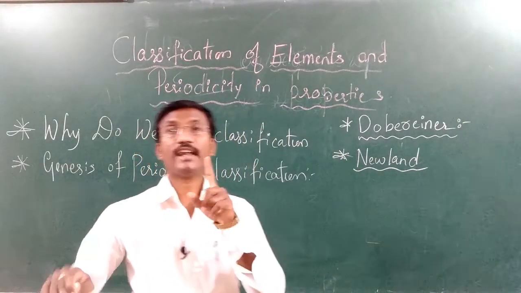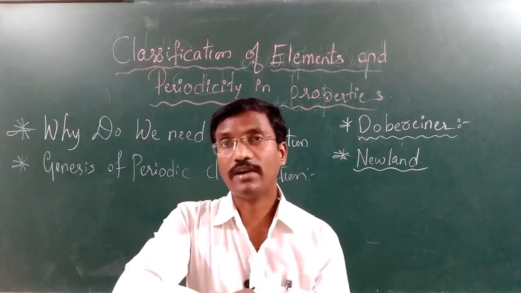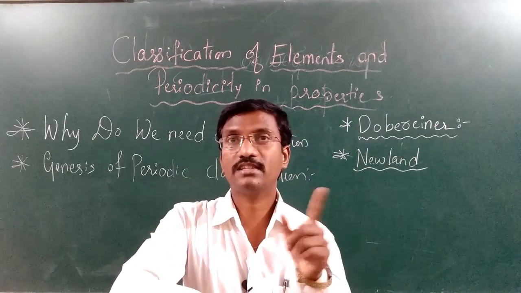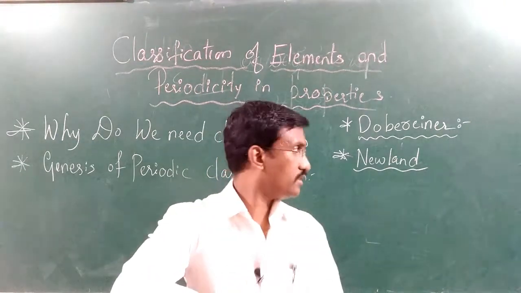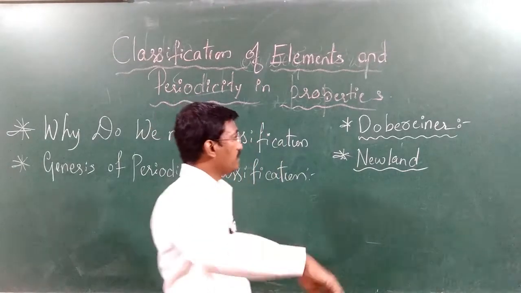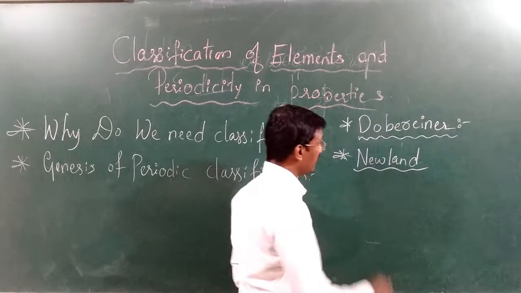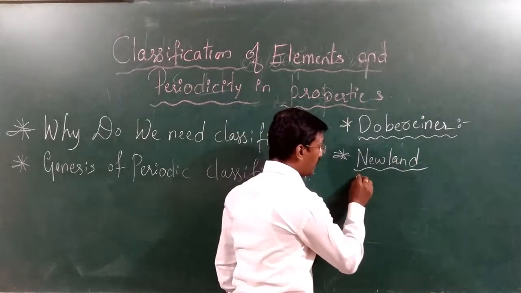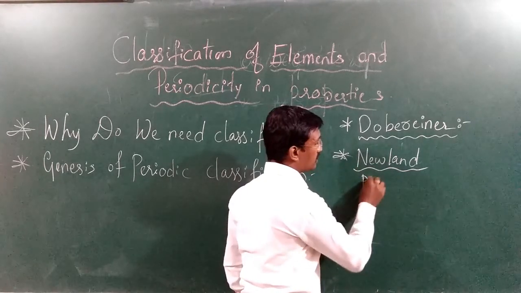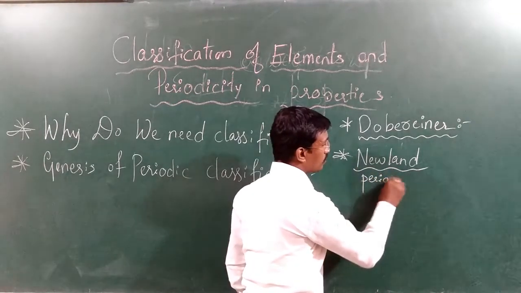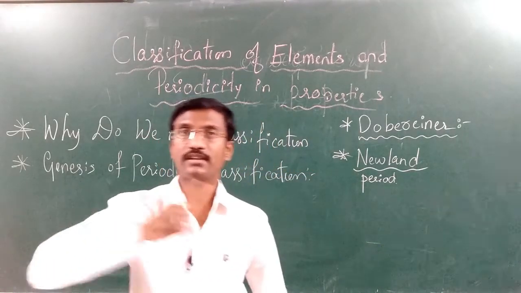They arrange the elements by increasing order of atomic mass. Keep in your mind, increasing order of atomic mass or increasing order of atomic weight, both are the same here. He arranged the elements by increasing atomic weight, and he tried to show that the properties of the elements are repeating. That's why he used the word period. The word period was first used by the scientist Newlands.